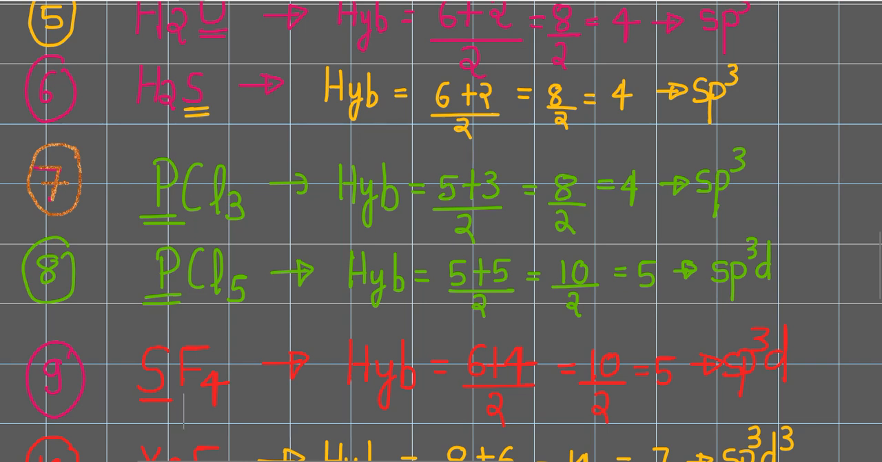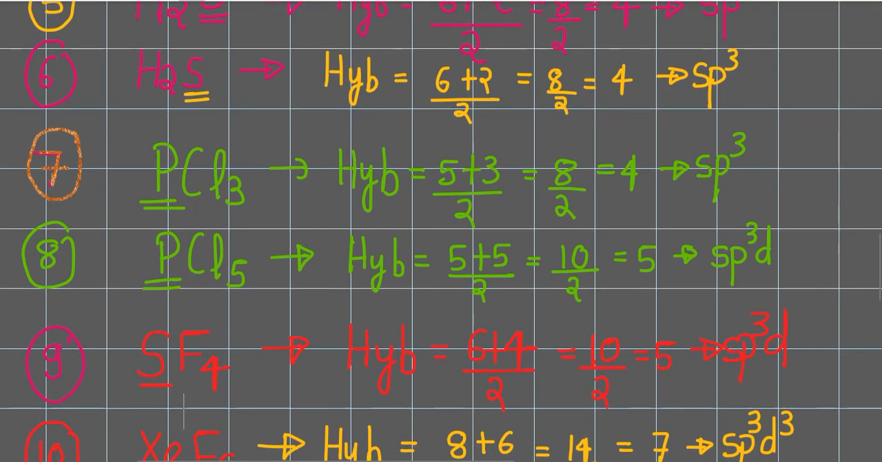PCl5, again phosphorus, number of valence electrons 5, number of monovalent atoms 5. 5 plus 5, 10 by 2 is equal to 5, sp3d. If 5 comes by the formula, then hybridization will be sp3d. SF4, sulfur and 4 fluorine. Sulfur is the central element, so the number of valence electrons of sulfur is 6, because group 16. 16 minus 10, 6. 6 plus 4, 10 by 2 is equal to 5. Hybridization is again sp3d.